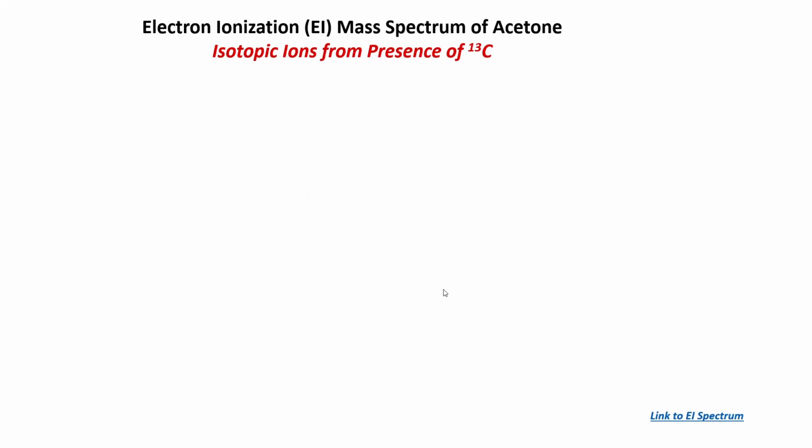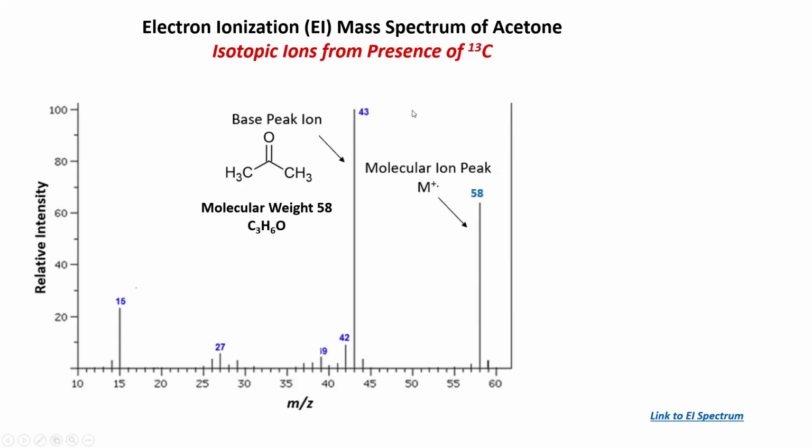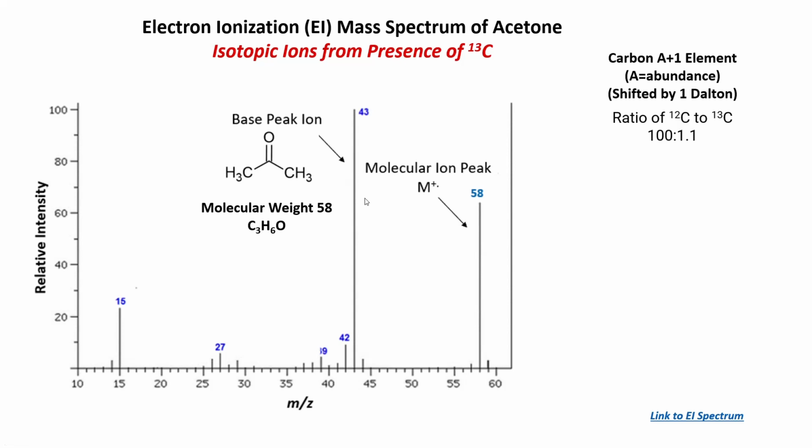But there are some other small ions in the spectrum, and that's due to the isotopic ions from the presence of C13. So these small ions, like at 59 and 60, 43, 44, etc., are from the carbon-13 present. Carbon is an A+1 element. That means that its abundance, A, is shifted by 1 Dalton, or 1 mass to charge unit in the mass spectrum, because there is C13 present. But the ratio of C12 to C13 is relatively small, 100 to 1.1. So these ions are relatively small, but in this case we'll just discuss them.